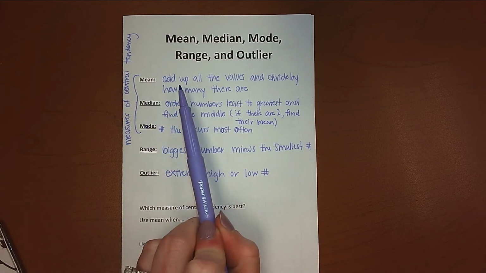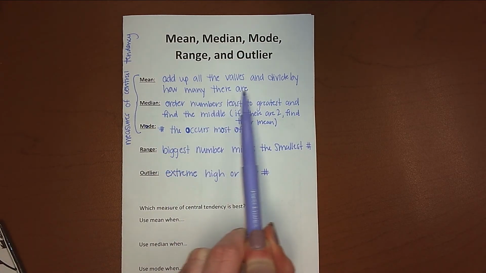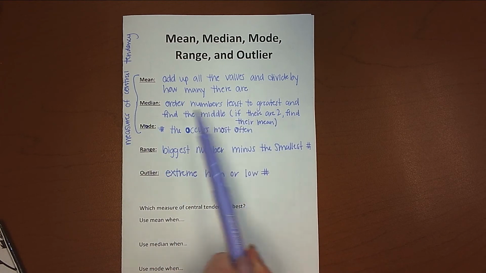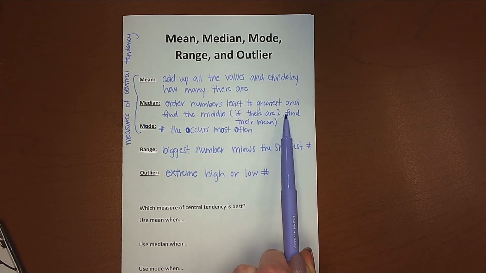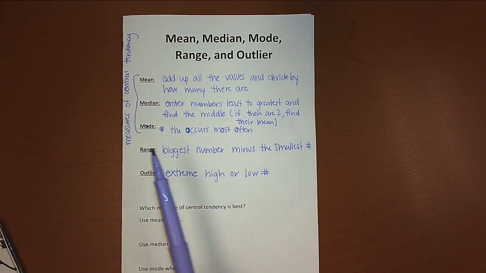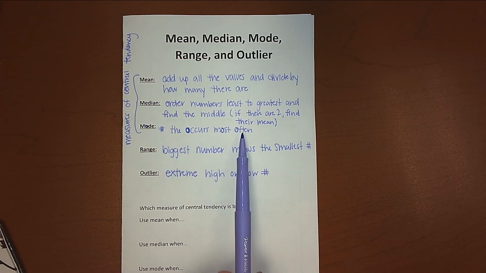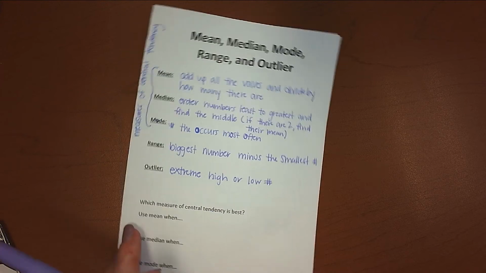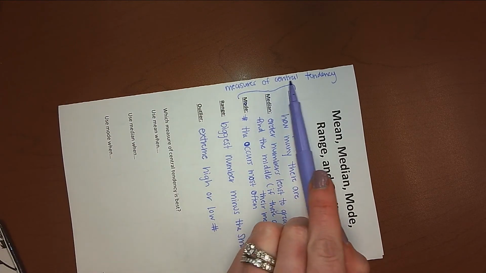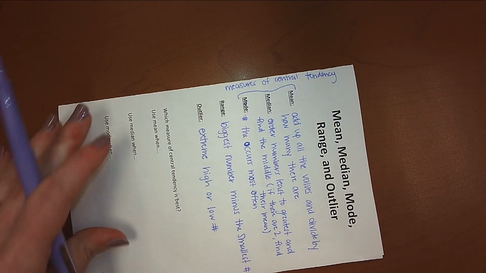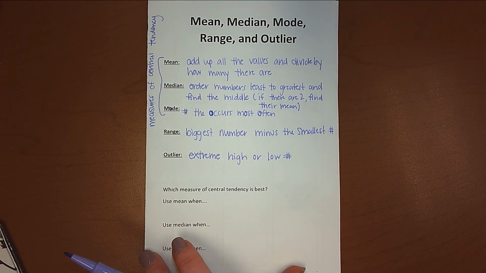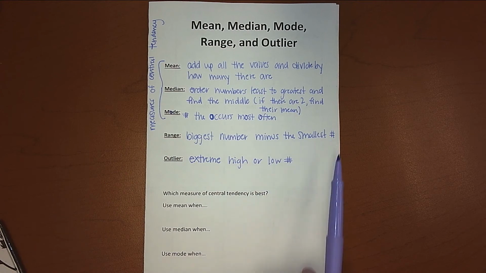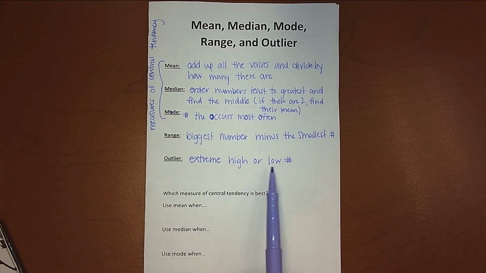So mean, we add up all the values and divide by how many values there are. Median, we order the numbers least to greatest and find the middle. If there are two middle numbers, we find their mean. Mode is the number that occurs most often. Mean, median, and mode are all what we call measures of central tendency, the three M's. And then we have two other data analysis points. Range is the biggest number minus the smallest number, and outlier is an extreme high or low number.